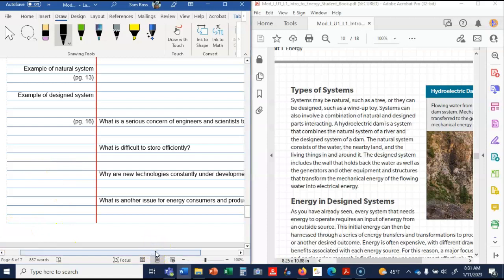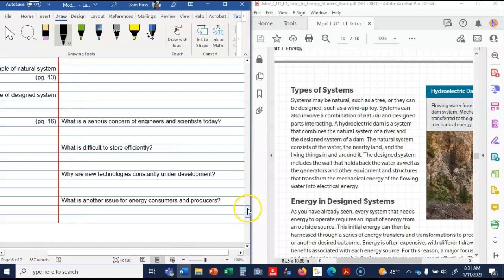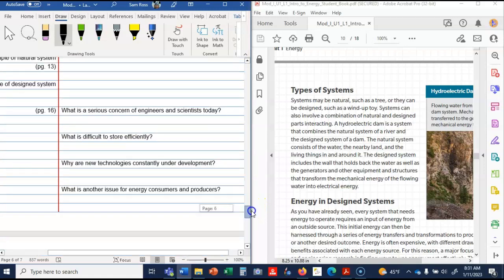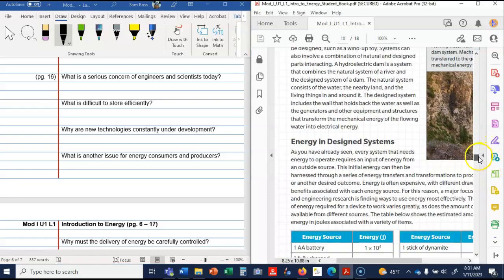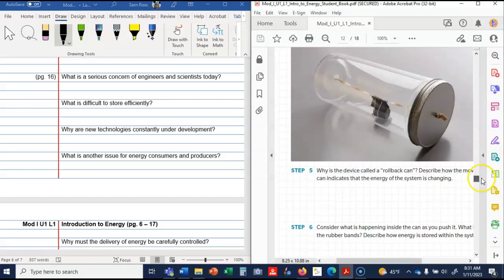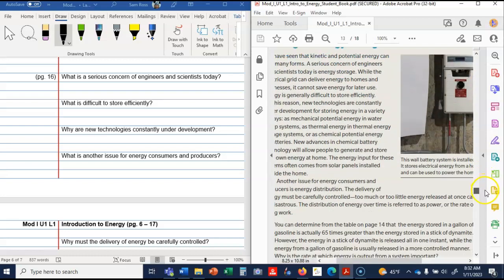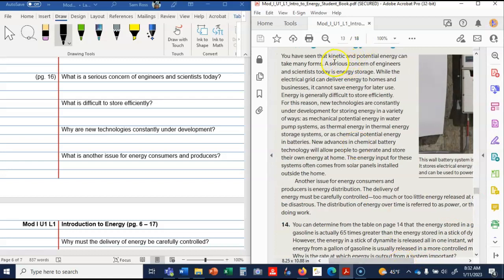All right, so we're going to skip a few pages here and go to 16. And I want to say, is this the last part of this? No, we still have more on 17. Okay, so we're right here where it says, what is a serious concern of engineers and scientists today? Let's go to 16, 13, 14, 15. Oh, I thought that was 15, but it says right here, a serious concern of engineers and scientists today is energy storage. What is difficult to store efficiently? Energy is generally difficult to store efficiently.